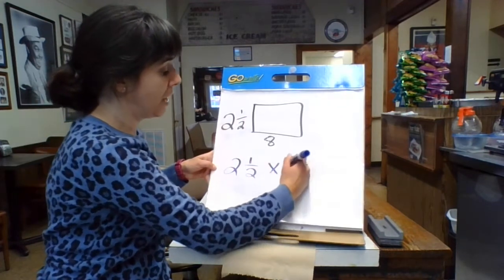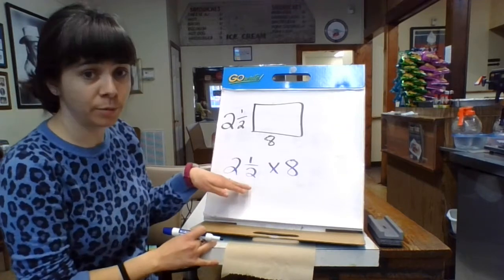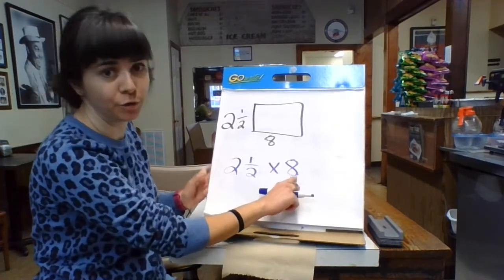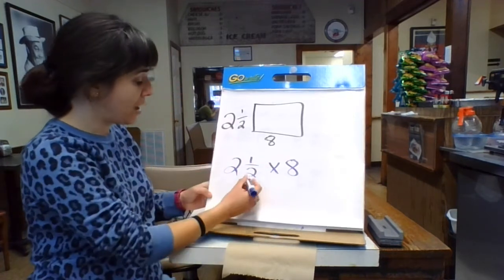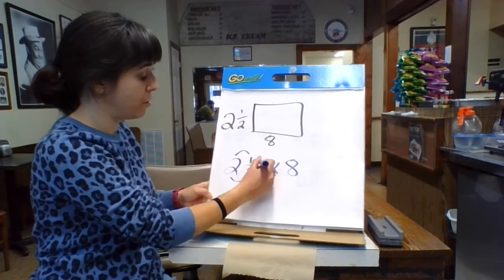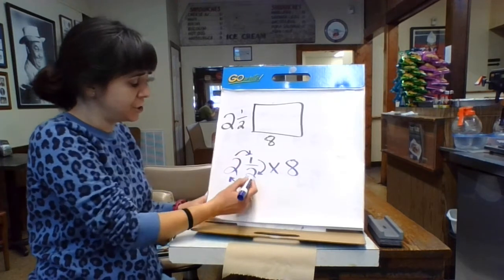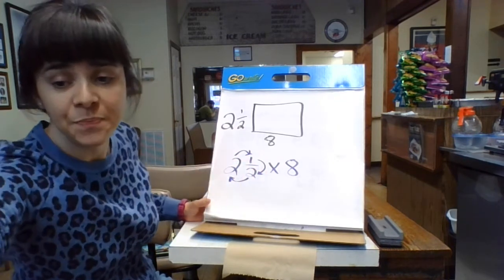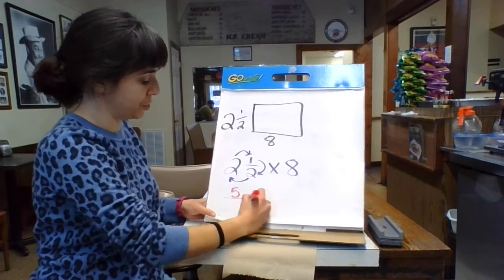When I multiply a mixed number, remember that I have to make it an improper fraction, or I have to do each part, like 2 times 8, the loopy method we called it, and then 1/2 times 8. Or I can just turn it into an improper fraction. So to do that, I would say 2 times 2, which is 4, plus 1, which is 5. And then that's going to go all back over 2.